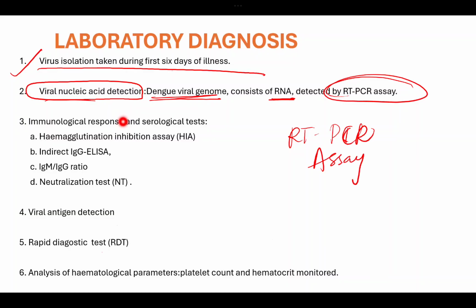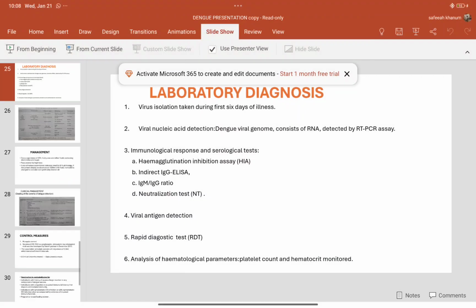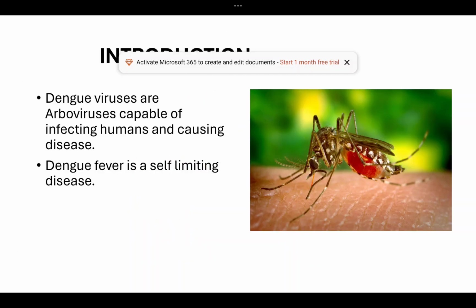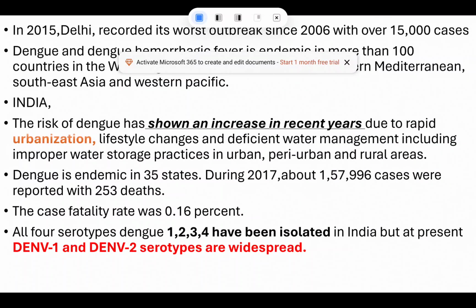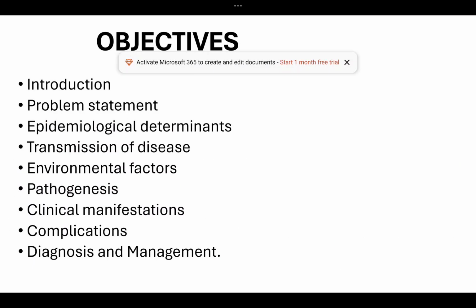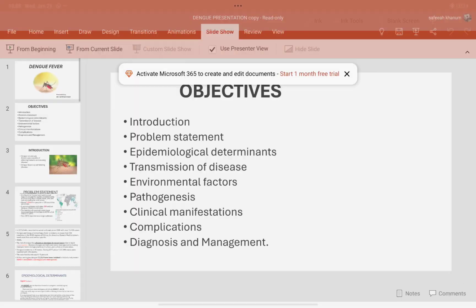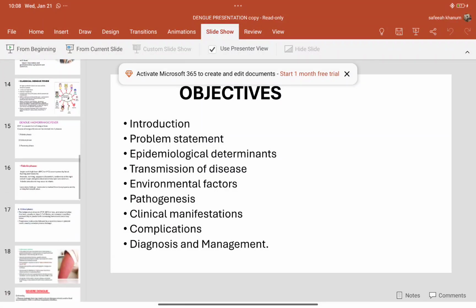Okay, the viral nucleic acid test can be done. And then we have immunological. Okay, yeah, here. Sorry, we were here.